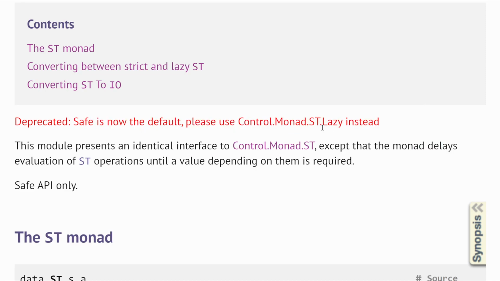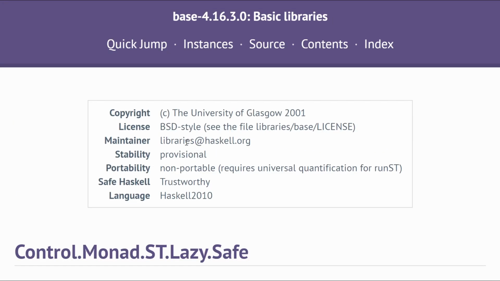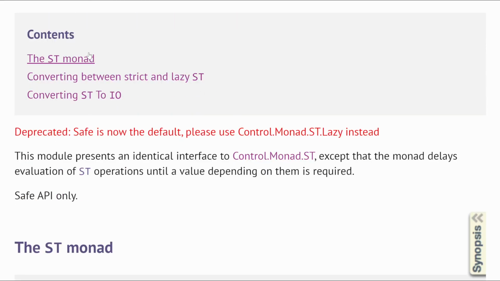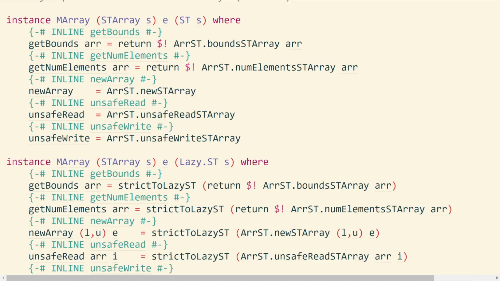Safe is now the default. Please use Control.Monad.ST.Lazy instead. Wait. Oh, I see. So it's the same operation as Control.Monad.ST, but it delays execution of ST operations until something outside of ST needs the value from inside ST. Okay. I don't think I care whether I get lazy or strict. I probably should get strict. It'll just be a little more efficient, and I will need the entire thing, I imagine. Okay, fine.